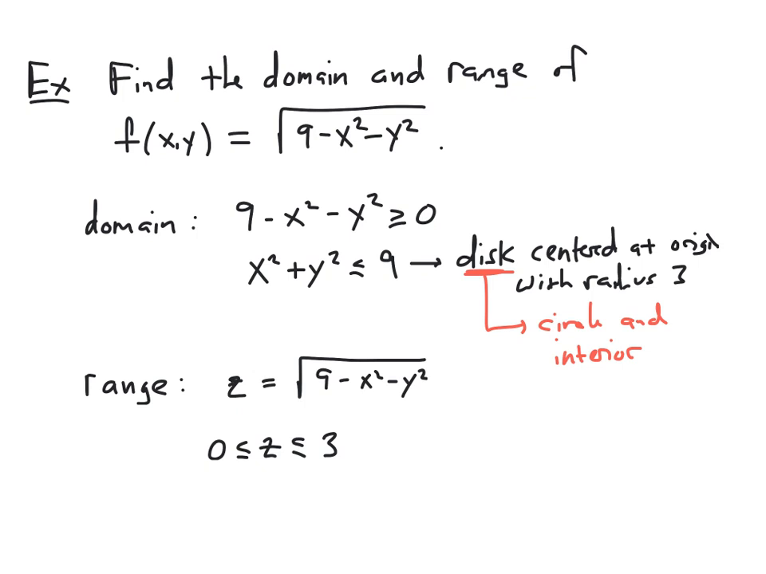Now, if I take the original equation that I had for the range, z equals the square root, and I square both sides, we see that z squared is going to equal 9 minus x squared minus y squared. And we could rearrange this to have x squared plus y squared plus z squared equals 9. So our range in this particular example is the set of values z between 0 and 3, including those endpoints, which satisfy the equation x squared plus y squared plus z squared equals 9. And we're going to come back to this example in just a moment.